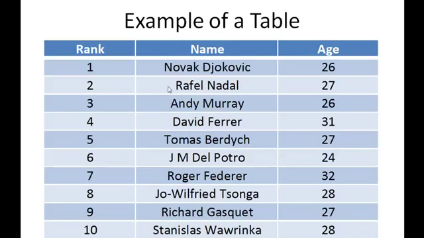So this table has information about tennis players and their rankings. So you have three fields. The first one is called rank, the second one is name, and the third one is age. And the rank field obviously holds rankings of tennis players from 1 to 10. The name field holds the names of tennis players, and the age field holds the ages of tennis players, right? So rank 1, well, Novak Djokovic is at top and he's 26 years old. And then on rank 2 you have Rafael Nadal.